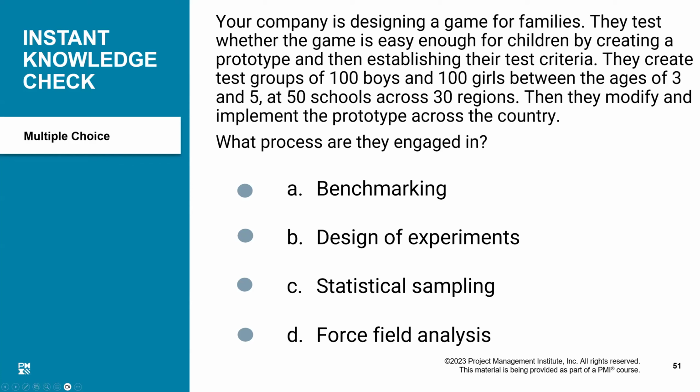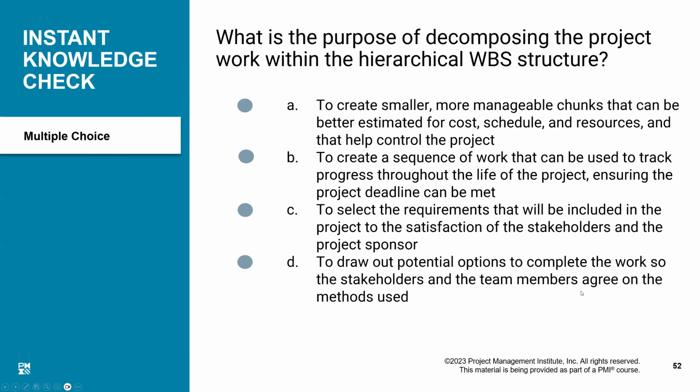Your company is designing a game for families. They test whether the game is easy enough for children by creating a prototype and then establishing their test criteria. They create test groups of 100 boys and 100 girls between the age of 3 and 5 at 50 schools across 30 regions. Then they modify and implement the prototype across the country. What process are they engaged in? Are they benchmarking? Are they designing by experiment? Are they doing the statistical sampling or the force field analysis? C. When we are talking about samples and all, we are actually talking about statistical sampling.